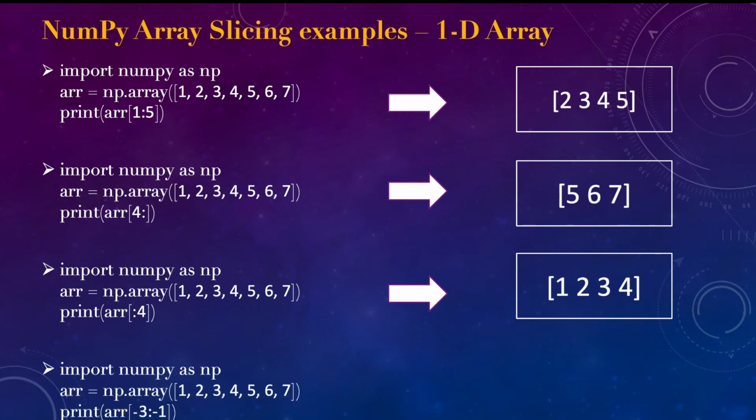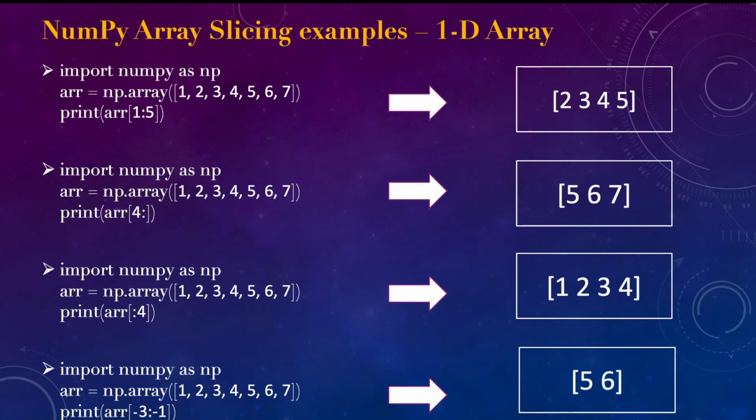Now the final example, when we are passing negative values as index number. So we know that the array elements, the index number starts from 0 and the last element has an index number, that is total length of the array minus 1. So when negative index number is given, that is minus 1, it always indicates the last element. Minus 2 means the second last and minus 3 means the third last. So when minus 3 is given as the starting index and minus 1 is given as the last index, you are going to get two elements, 5 and 6.